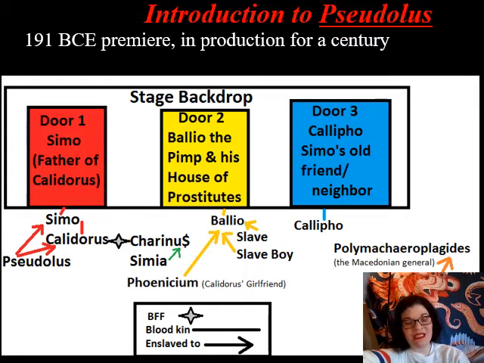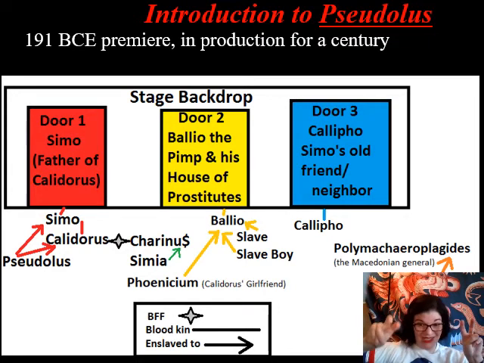And the fact that Phoenician thing is someone who's being trafficked in 191 BCE in comedy Rome is a sign of the times, because Rome has just conquered Carthage, a Phoenician colony, where large numbers of Phoenician identifying people are being enslaved and trafficked, including sex trafficking. So Phoenicium is a sign of the times here.